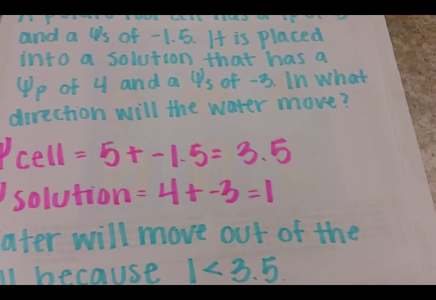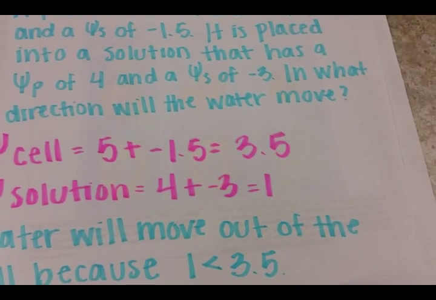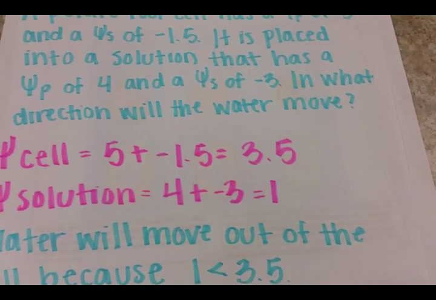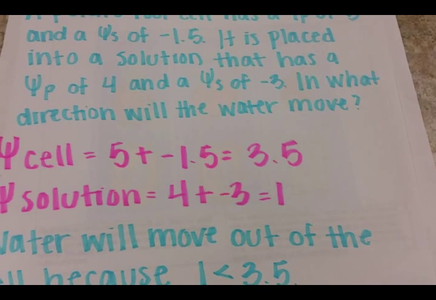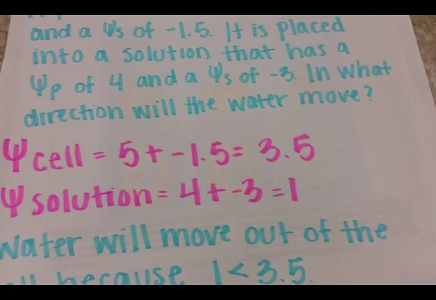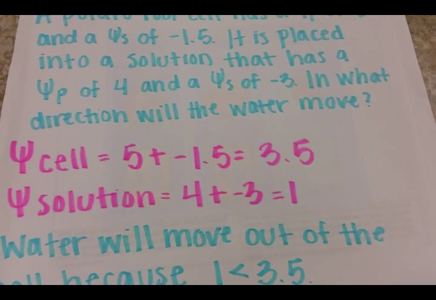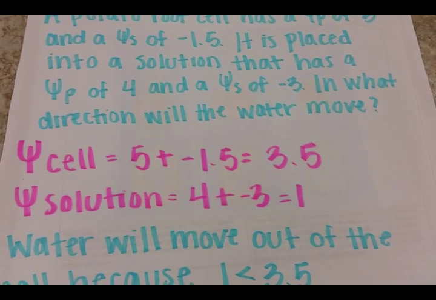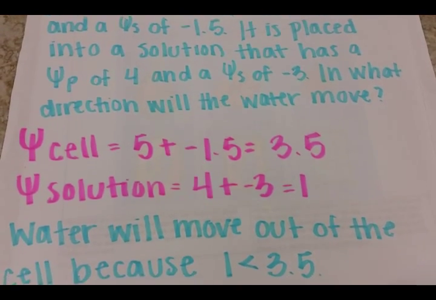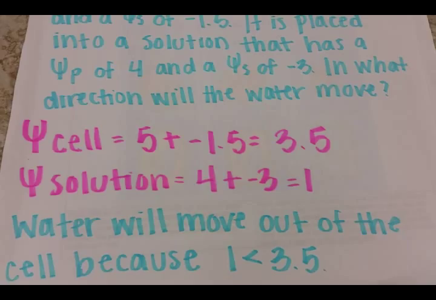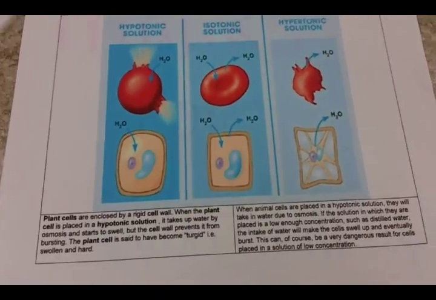The water potential of the cell is going to be the pressure, which is 5 bars, plus the solute potential, which is negative 1.5 bars, which will give you 3.5. The water potential of the solution is going to be the pressure, which is 4 bars, plus the solute potential, which is negative 3, to give you 1. The water will move out of the cell because 1 is less than 3.5.